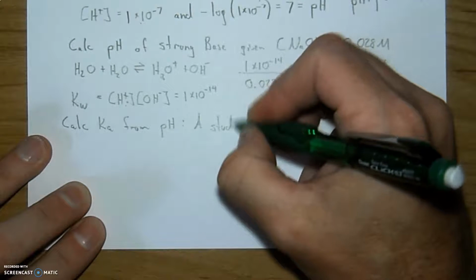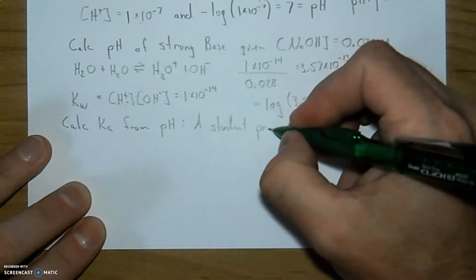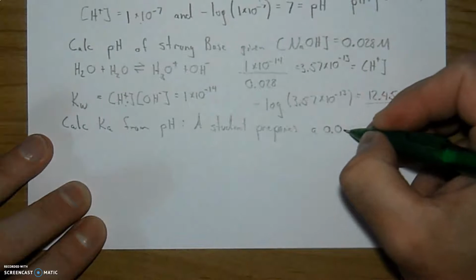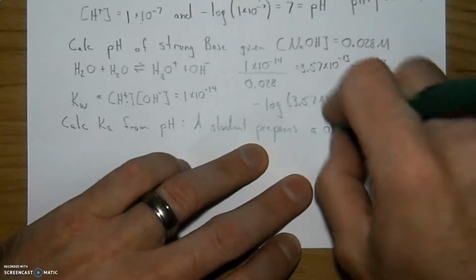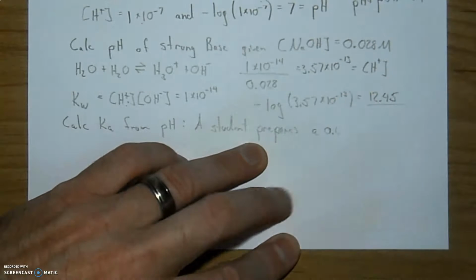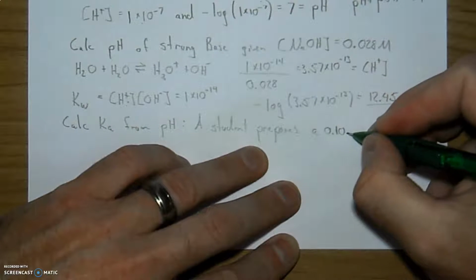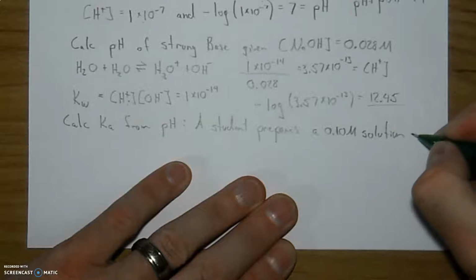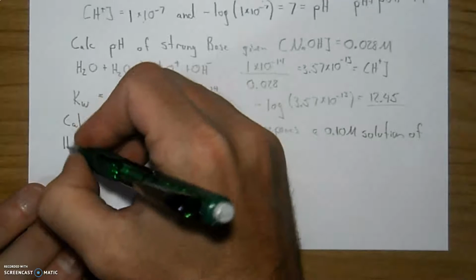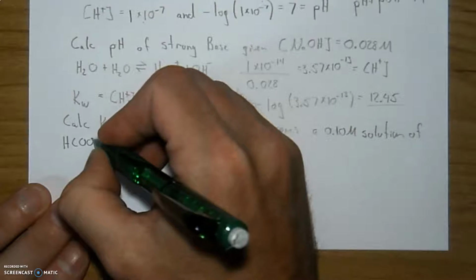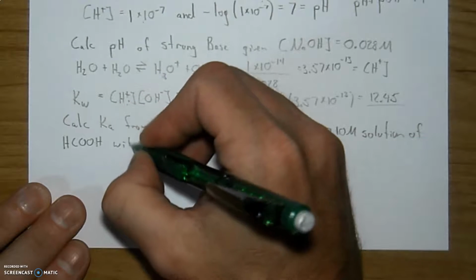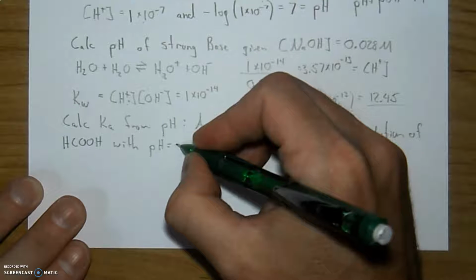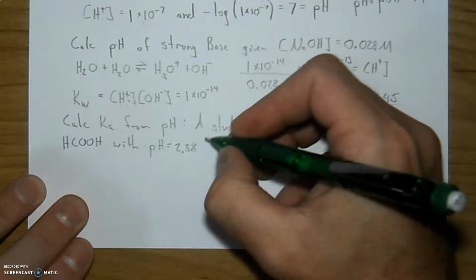A student prepares a 0.10 molarity solution of, I believe this is formic acid, HCOOH, with a pH equal to 2.38.